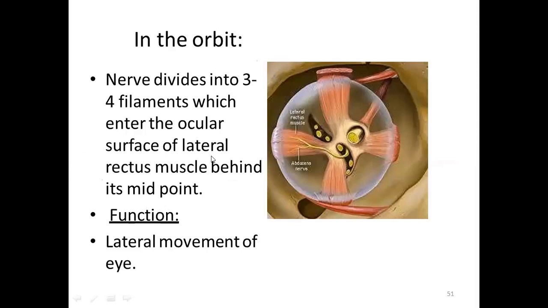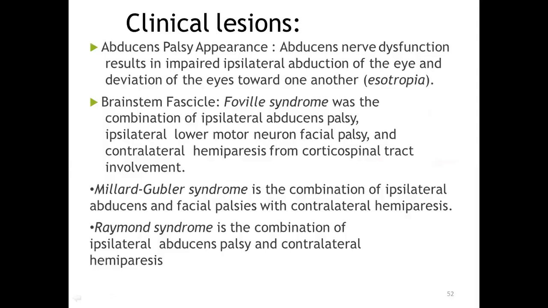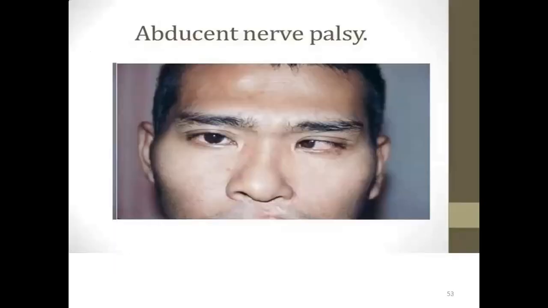3-4 filaments enter the ocular surface of the lateral rectus muscle behind its midpoint. Function: lateral movement of the eye. Then abducent nerve palsy appears in brainstem fascicle syndromes: Foville syndrome, then Millard-Gubler syndrome, in which there is abducent and facial palsy with contralateral hemiparesis, and Raymond syndrome, in which there is ipsilateral abducent palsy and contralateral hemiparesis. This is how abducent nerve palsy can be observed.